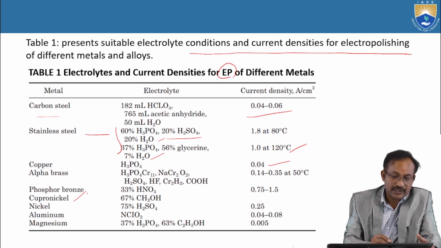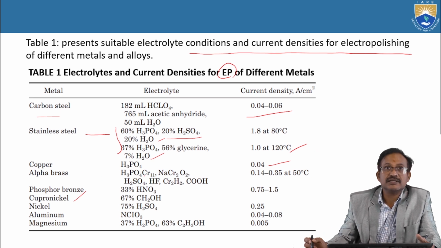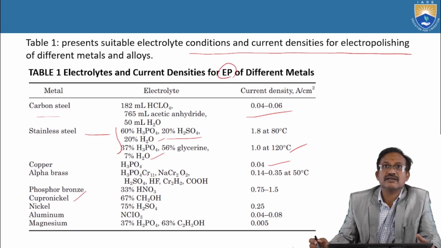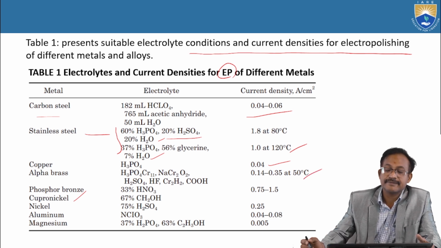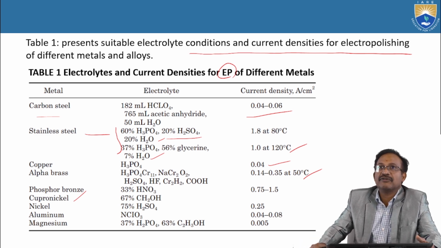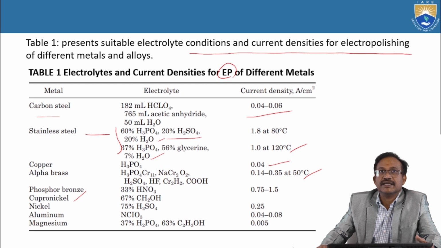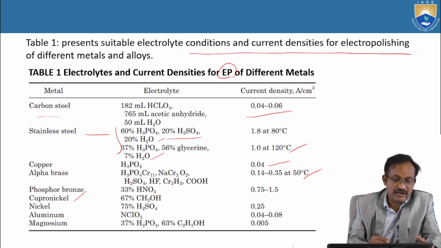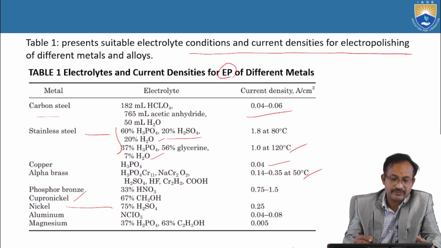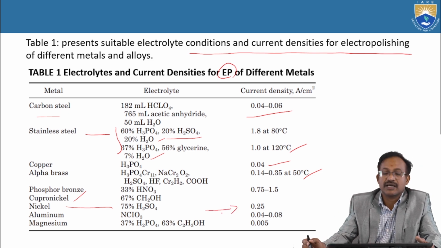Okay, and for alpha brass, it is H3PO4, CrO3, NaCr2O7, and the corresponding current density is 0.14 to 0.35 at 50 degrees centigrade. Okay. Similarly, for nickel, 75% H2SO4, 0.25 is the current density.